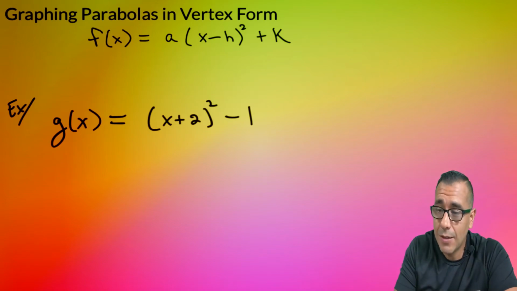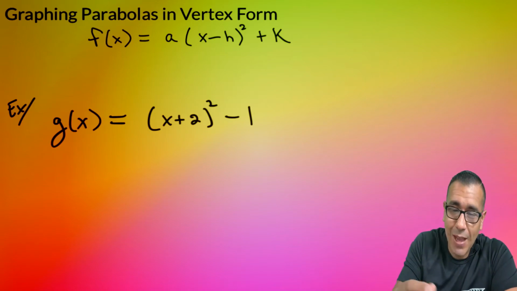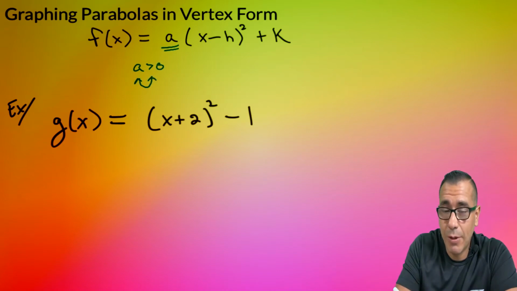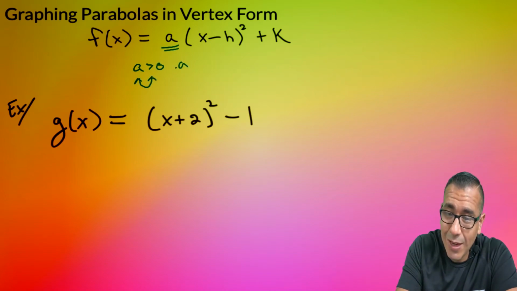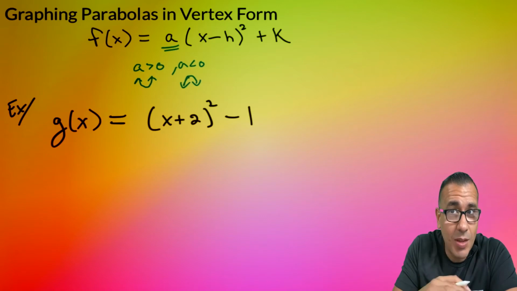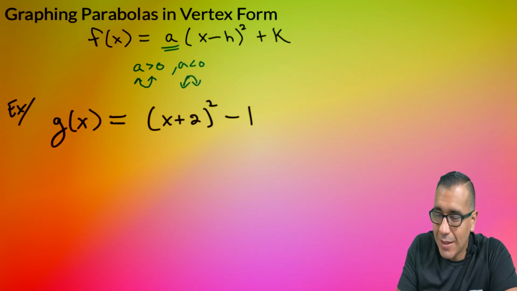What does it mean? Well, this A value that you see here is going to control the direction. If it's positive, if it's bigger than 0, your graph is going to open upward. If A is negative, if A is below 0, your graph is going to open downwards. A can never be 0, or else this would not be a parabola. So write that down.